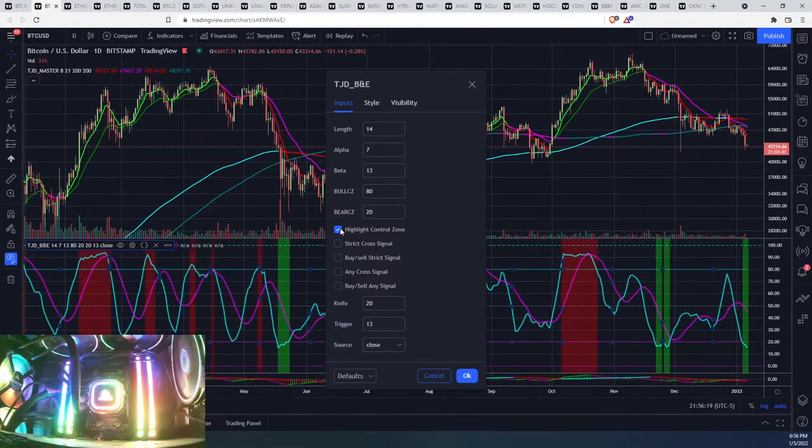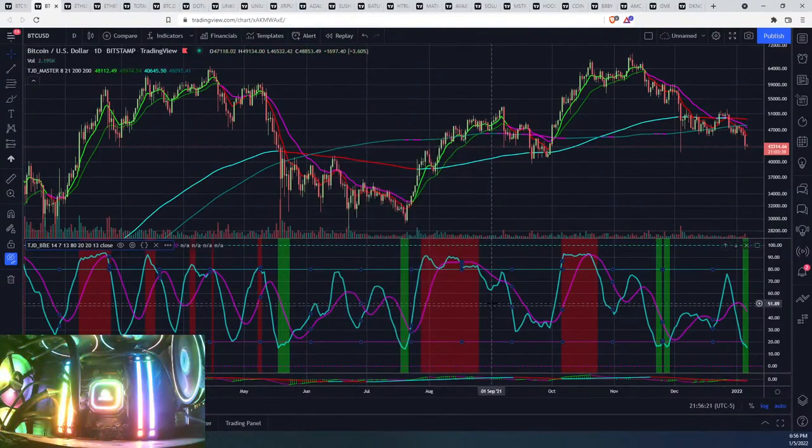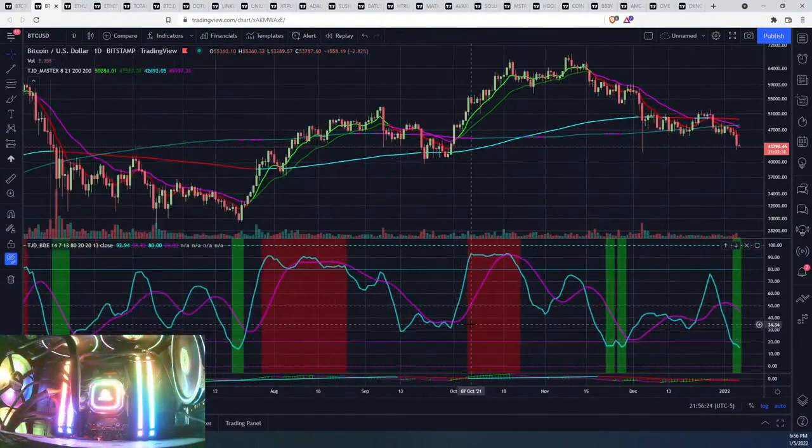So if we click the first one here, that is highlight control zone, that will turn on the bullish and bearish control zones. We'll notice that the background will light up when the bulls are in control, as soon as the blue stochastic enters above our predefined bullish control zone, and then it will light up red as soon as it goes below that 20 level, our predefined bearish control zone. And same thing when we exit that level. As soon as the blue comes out of the 80 or bullish control zone, it unhighlights the level, and then same thing with the red as soon as we leave the control zone.